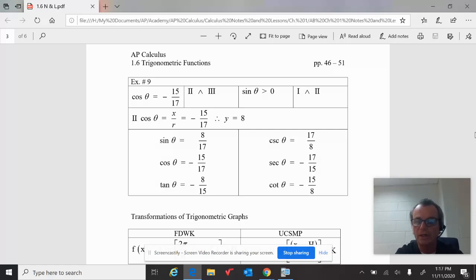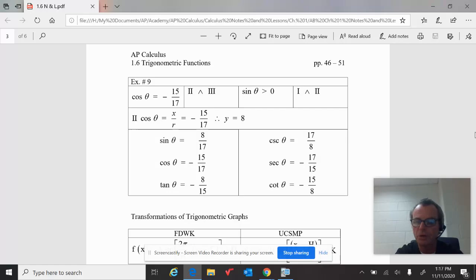The cosine is x over r, so it'd be negative 15/17. And what's missing is the y, Pythagorean triple, that would be 8. So y over r would be 8/17, and then you just fill in the rest of the array.